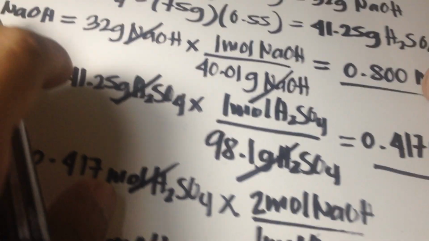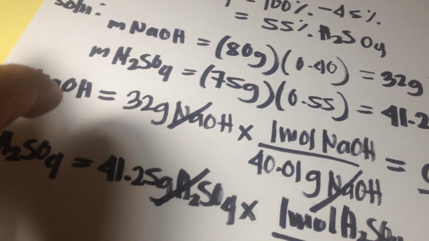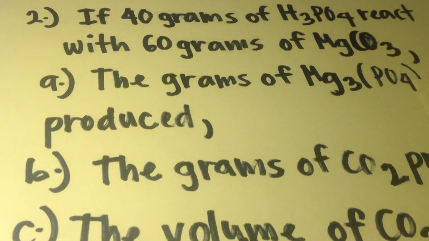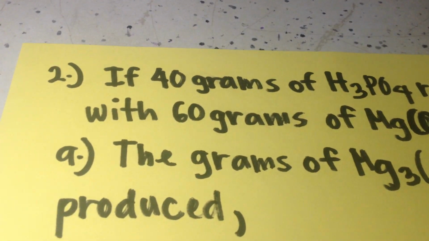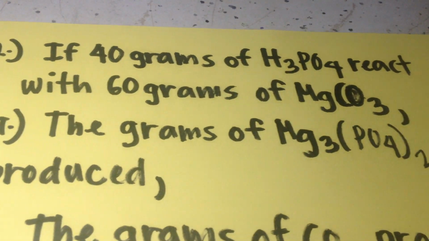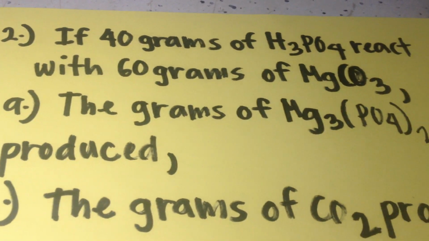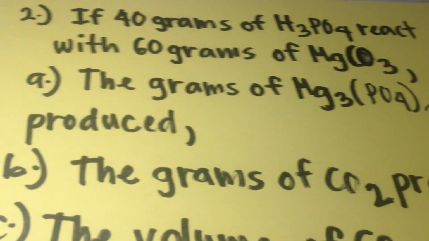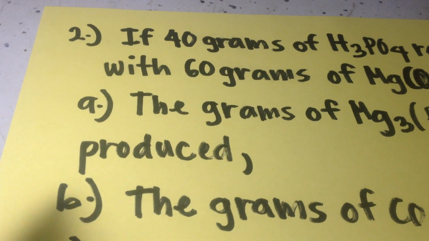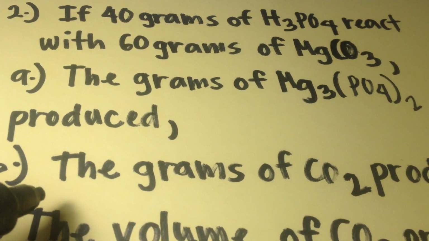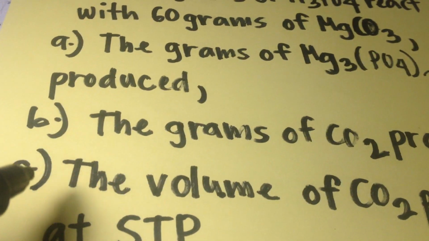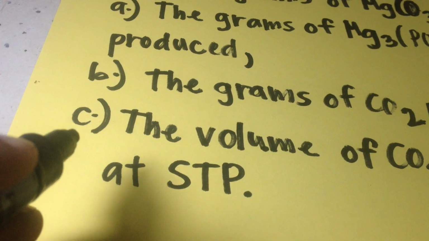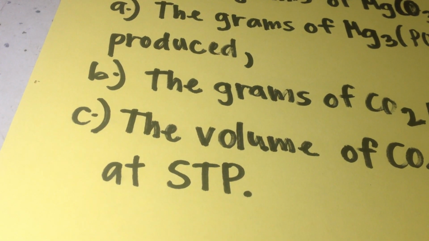How about problem number 2? In problem number 2, if 40 grams of phosphoric acid react with 60 grams of magnesium carbonate, the grams of magnesium phosphate produced is letter A. And B, the grams of carbon dioxide produced. And letter C, the volume of carbon dioxide produced at STP. So let's begin to solve that.